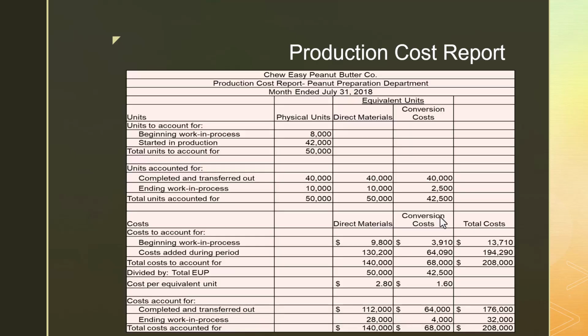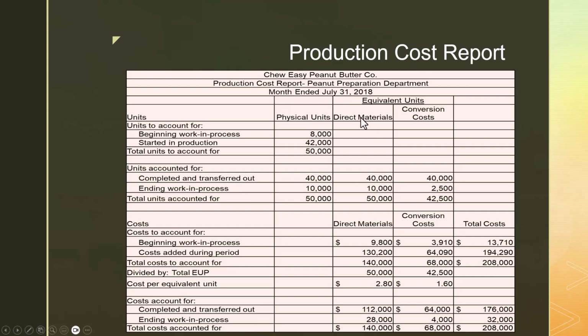Now, we'll go step by step later on how I arrived at these numbers, but the form is incredibly important. Over here, we have to track the physical flow of units. That's how many, in our case, cases worth of peanut butter jars have come through the peanut preparation department. So we have an area that tracks the actual physical units. How many cases worth of peanuts do we have to account for? How many do we know at the end of the period are still being worked on in this department, and how many of them were transferred out to the next phase of production?